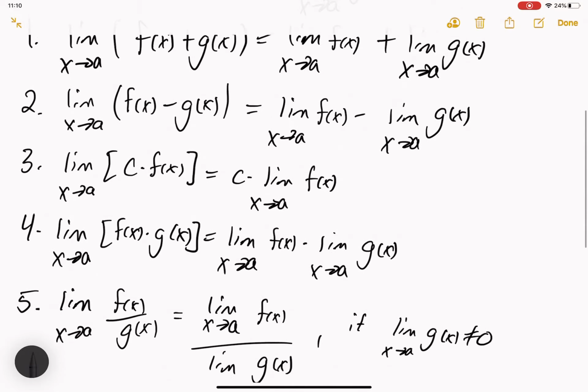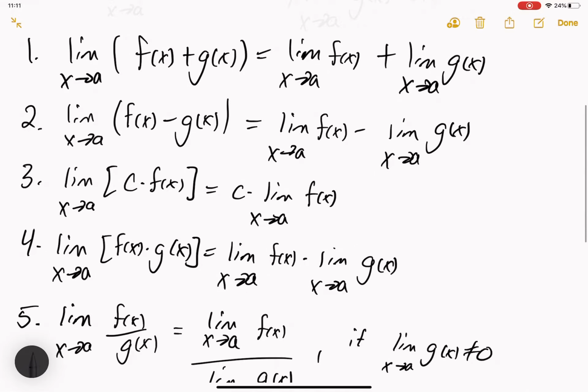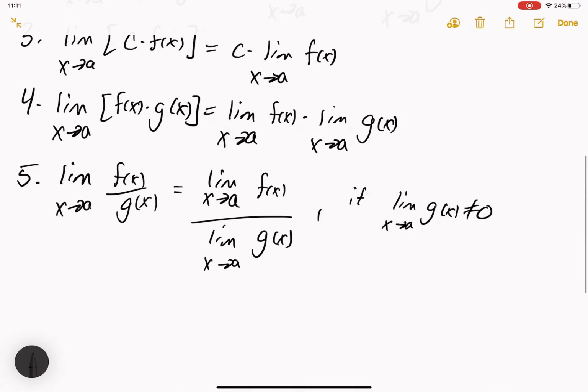So there's 5 of these so far. Basically what it means is the limits break up over sums and differences. You can pull out constants. And then limits also can break up over products and division.